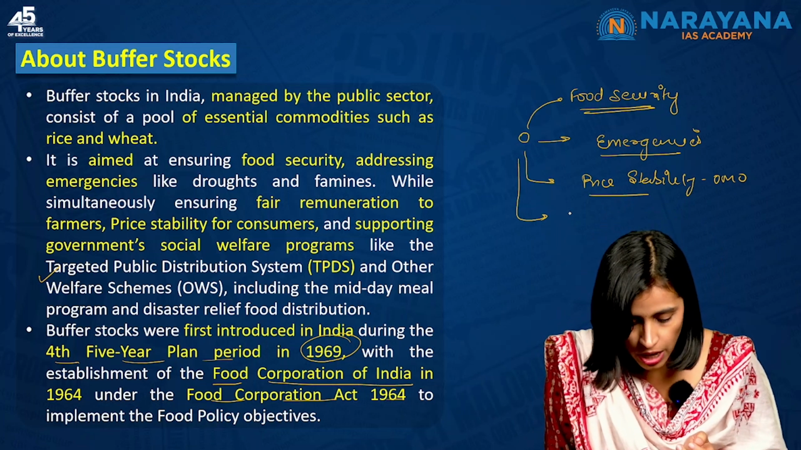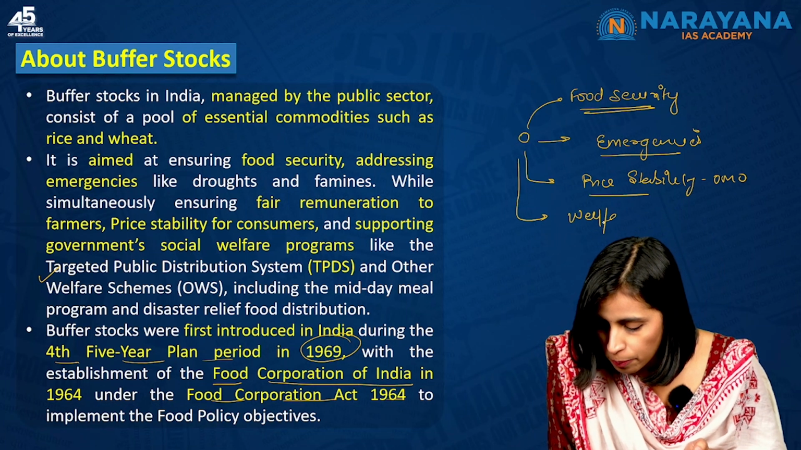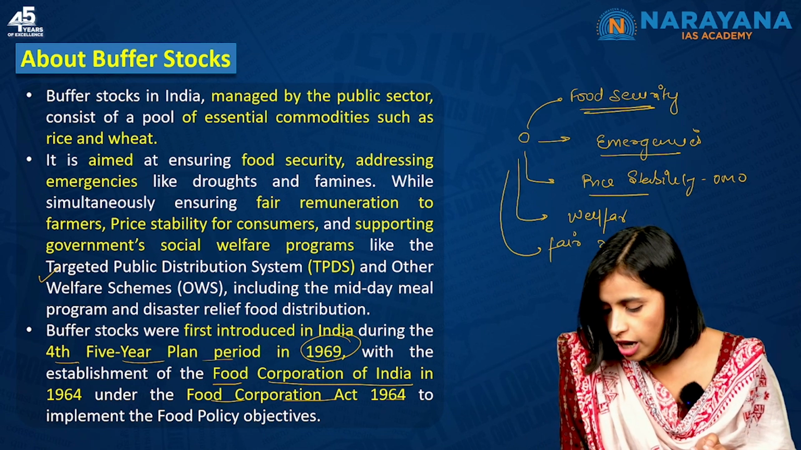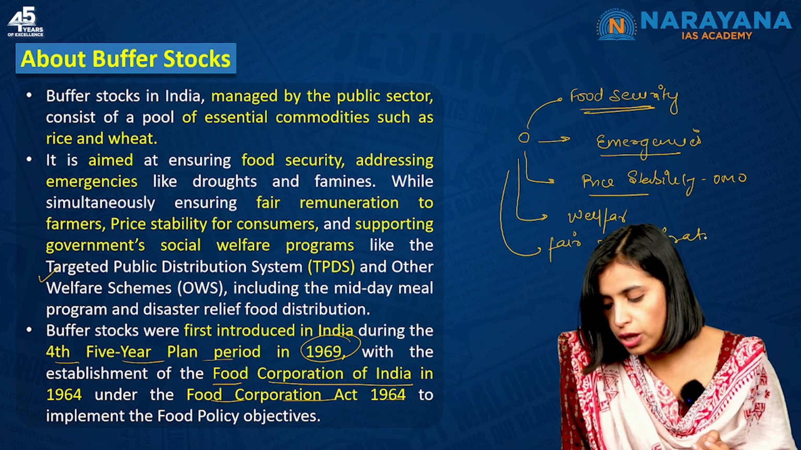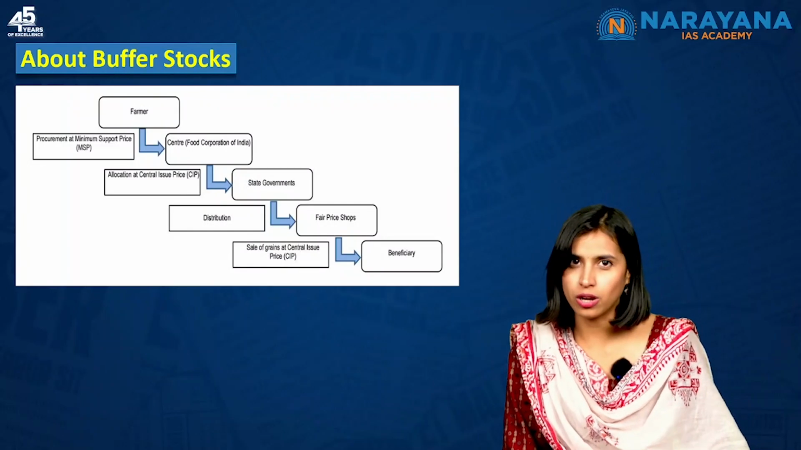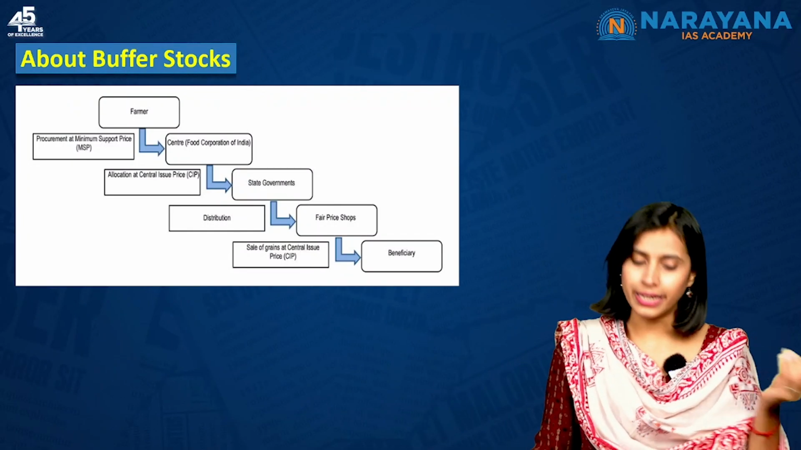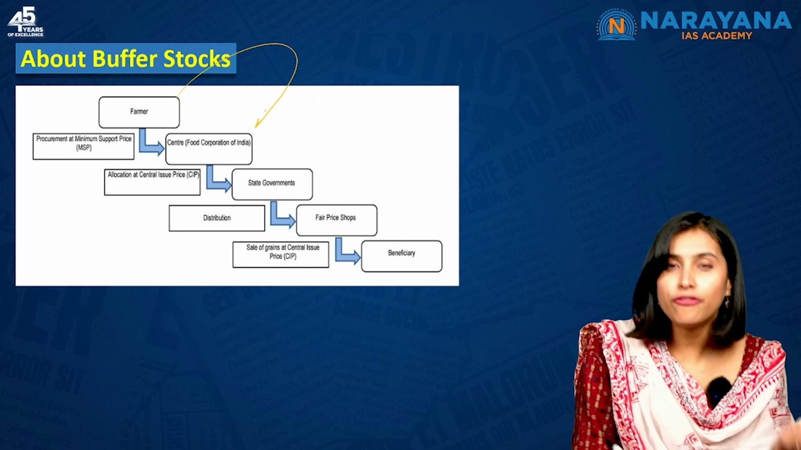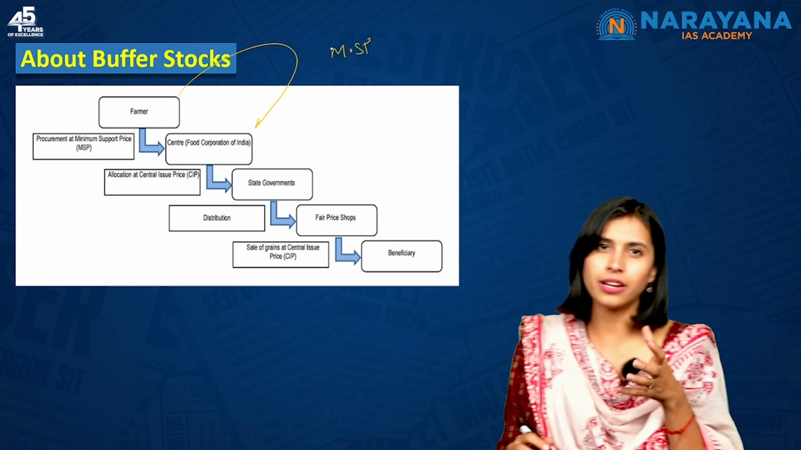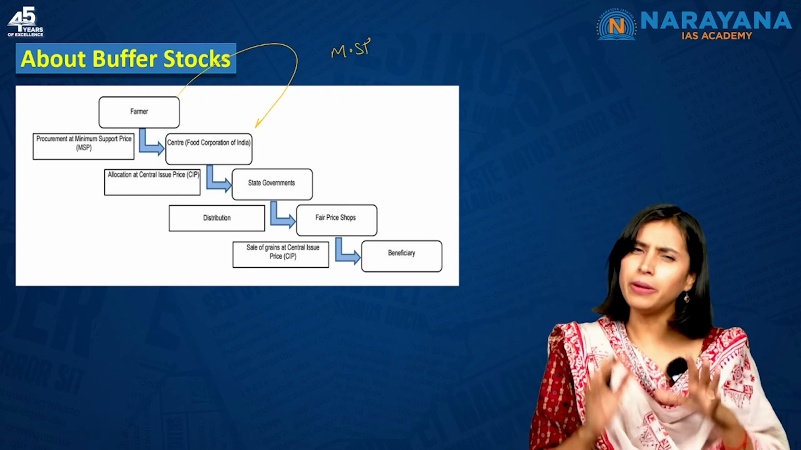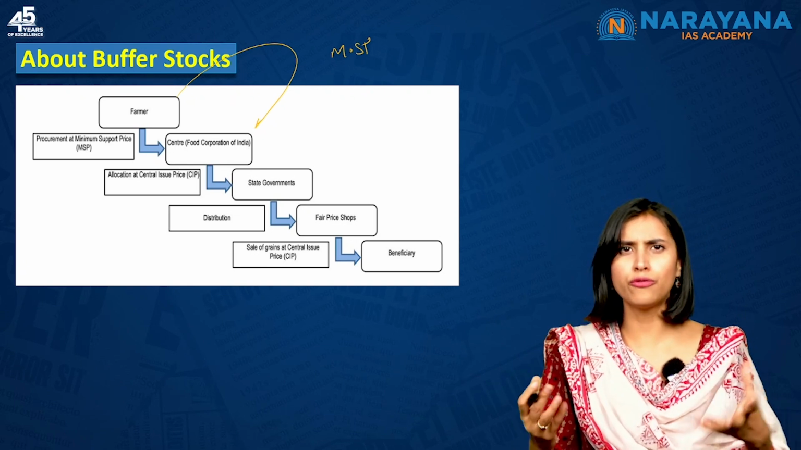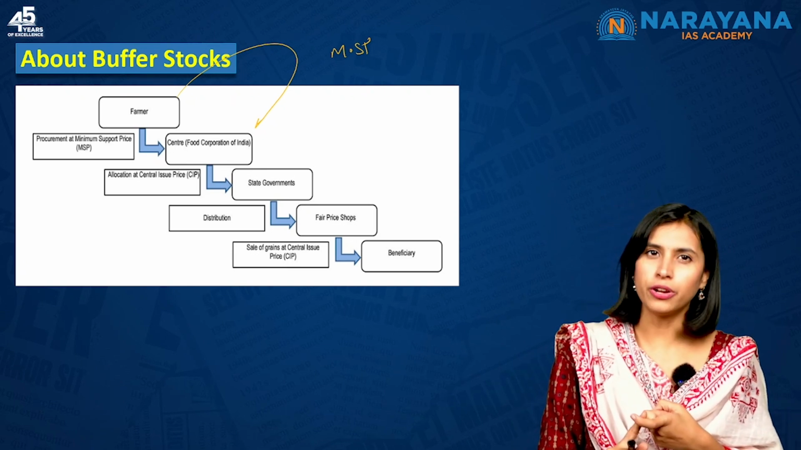And lastly, not only the welfare program, but providing fair remuneration to the farmer. Here, we are talking about fair remuneration to the farmer. Because if you see the entire scheme of buffer stock, how does it work? Number one, the government of India takes the produce from the farmer, and the farmer for this is given the minimum support price. That means a minimum fair price they are given. Below this, the farmers are definitely sure that this is the price they will get, and thus they will produce the food grains. So it ensures fair remuneration to the farmer.